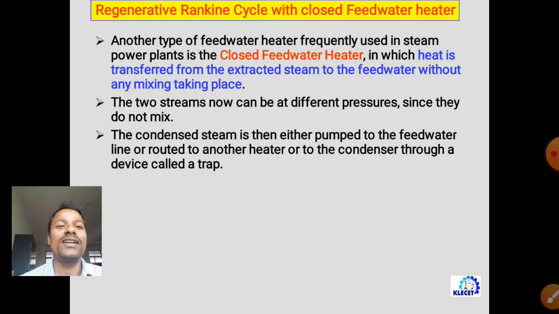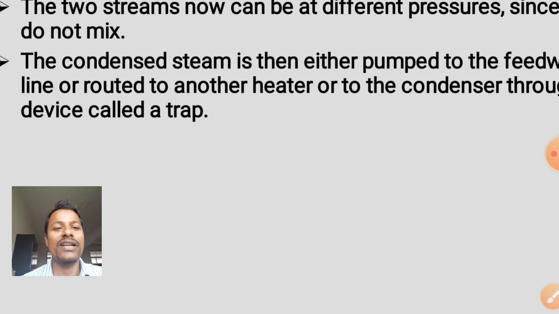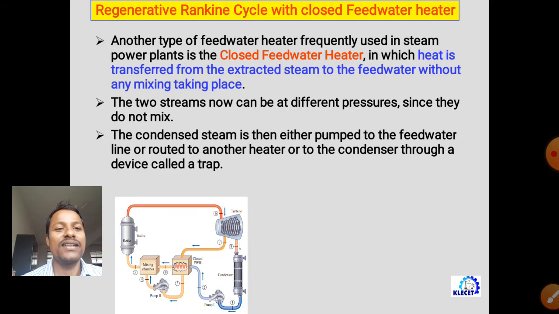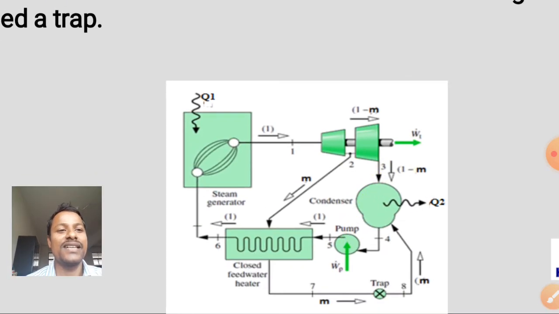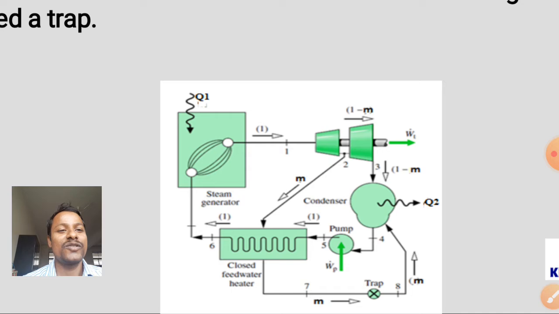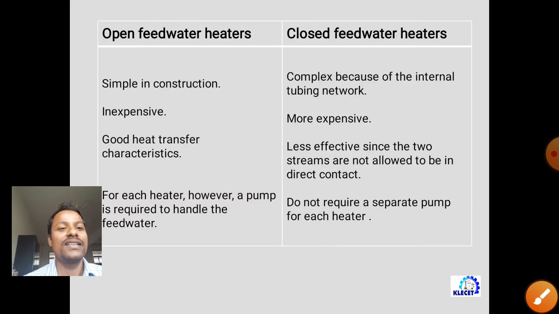So now here the condensed steam is then pumped into the feed water line, or routed to another heater, or can be sent into the condenser. So there is a choice for us in this. This is the closed feed water heater that we have already seen in the previous slides. So this is the view of the closed feed water heater that we have already discussed in the previous slides.